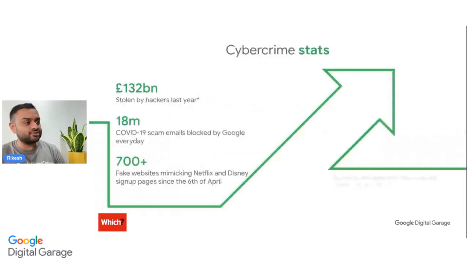So I want to kick off this session by showing you some stats, some figures, all to do with cybercrime. You can see that first figure, £132 billion. This is the figure that was reportedly stolen by hackers, and this figure was accurate as of 2017. So you can see by that figure alone, cybercrime is big business. When it comes to the second statistic here on screen, 80 million COVID-19 scam emails are blocked by Google every day, and this is via essentially Gmail.